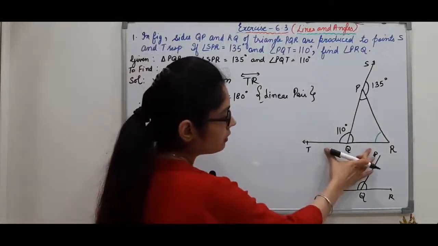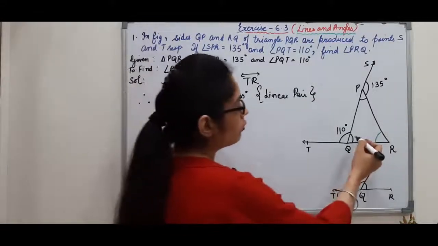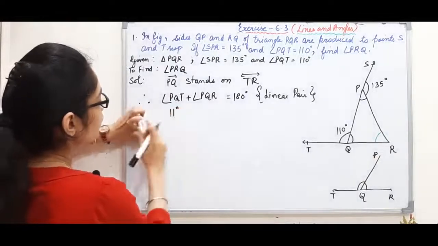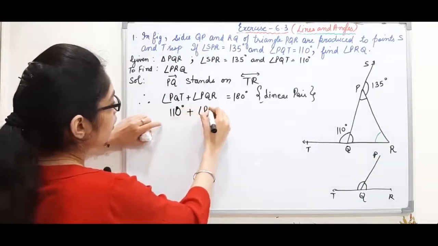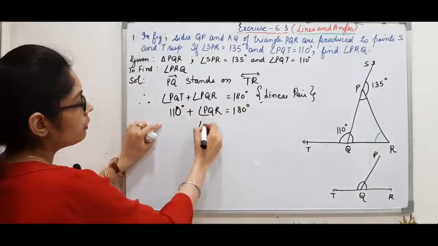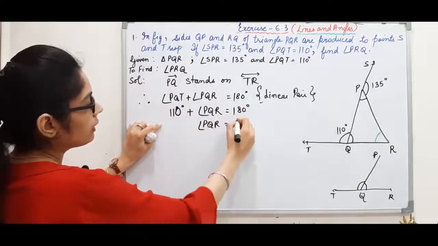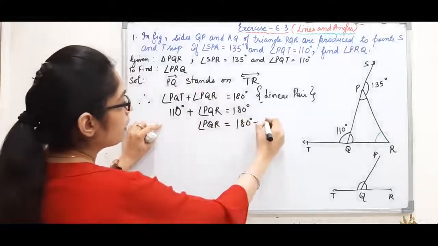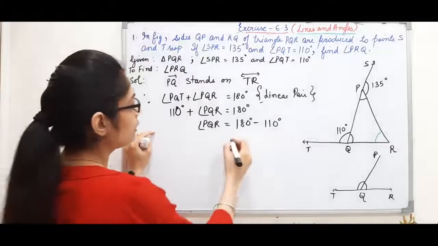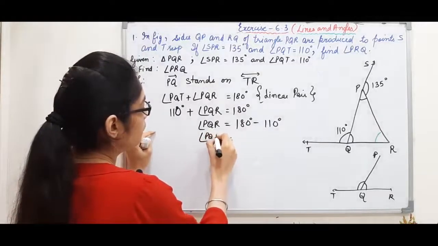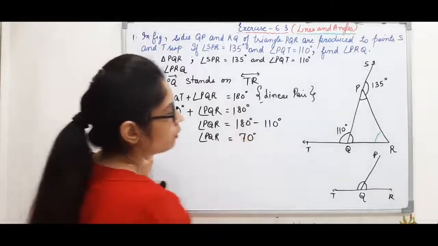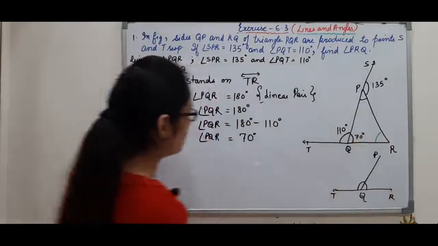Now by using this line and by using linear pair we have found the value of this angle. PQT, we know its value is 110 degree, plus PQR, we don't know the value, is equal to 180. Now PQR will keep on this side, 110 will shift to the other side, which will be changed to 180 minus 110, because plus 110 when we are shifting to the other side will be changed to minus 110. So angle PQR is equal to 180 minus 110, 70 degree. So we know the value of this angle now, which is equal to 70 degree.